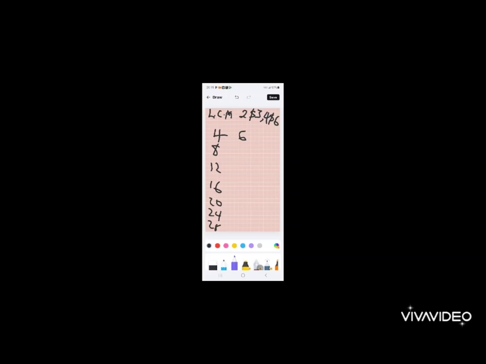Here we have 12, 18, 24, 30, 36, 42, and this is how we'll continue going. So here we are talking about LCM, and we are going to circle all the common multiples.